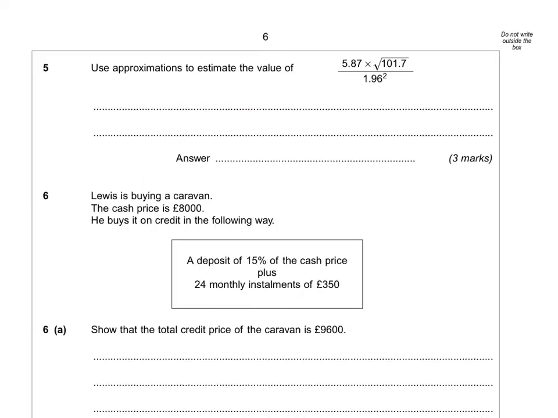Okay, on to question number 5. So it says use approximations to estimate the value of. Now if you're doing approximations, really an estimation, what you're doing is rounding to one significant figure. So every number should be rounded to one significant figure. You should do the calculation and see what you get.